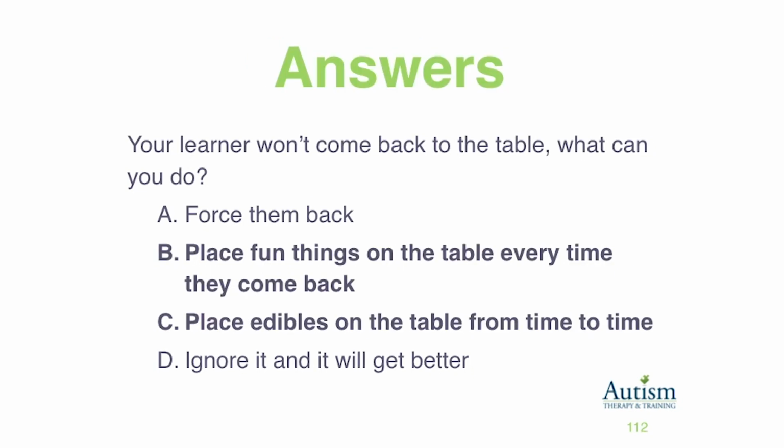And the correct response is both B and C. Place fun things on the table every time they come back. You can also place edibles on the table from time to time. Obviously, it doesn't have to be every single time. You can vary that, and that's something that you would speak to your supervisor about. But definitely when they're first learning that skill, you could use that as a strategy.